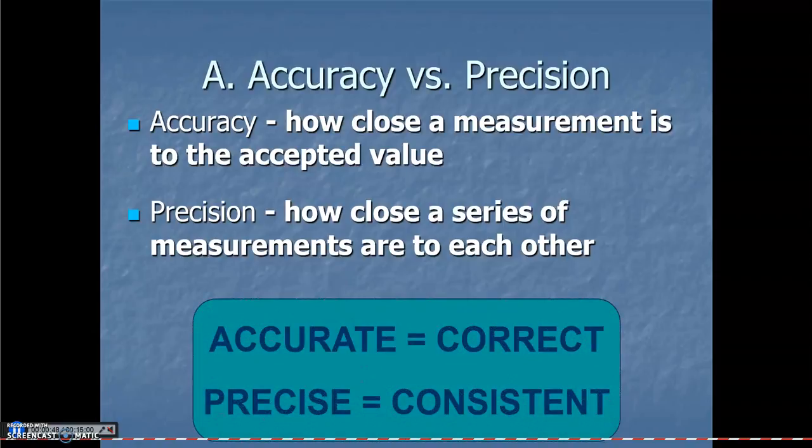When you think of these words, accurate means how correct you are. Precision means how consistent you are. Obviously, we always want to be consistently correct. We want to be both accurate and precise in our lab measurements, but sometimes we're more precise than we are accurate. And that's okay, because we'll be able to account for that then in our percent errors.